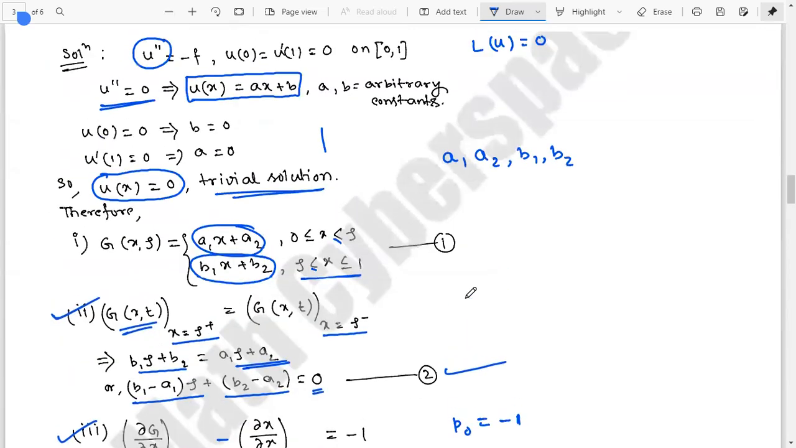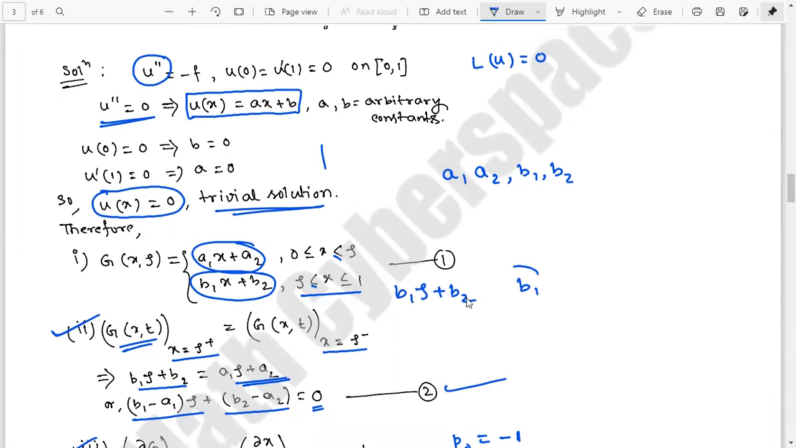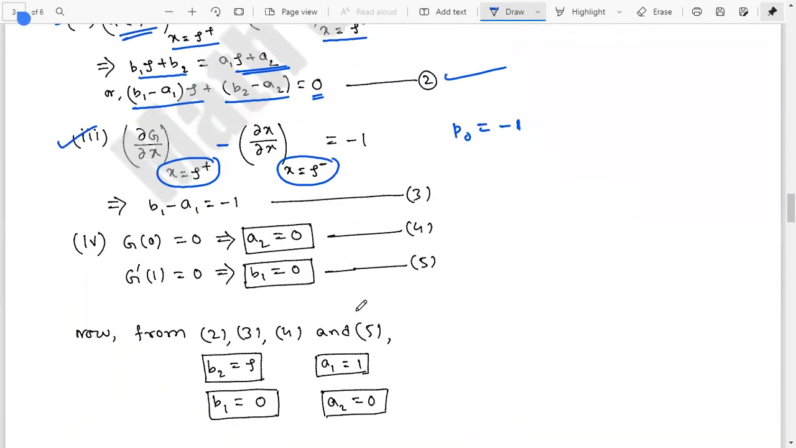So ∂G/∂x at x equals ζ plus: this is b1 x plus b2. If we put x equals ζ, this will be b1 ζ plus b2, and if we differentiate it, this will be b1. Similarly, for the interval 0 to ζ, this will be a1. So finally, we are getting b1 minus a1 equals minus 1, and this is our equation number 3.